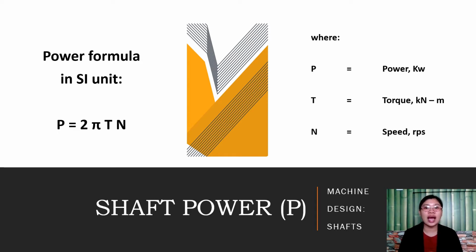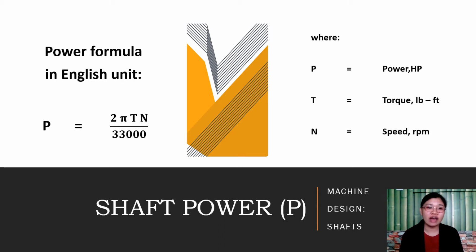Your resulting answer must be in kilonewton meter per second or kilojoule per second, or in simpler terms, kilowatts. So again, if you use the power formula in SI unit, power is equal to 2 pi Tn, wherein torque is in kilonewton meter, and N is in RPS, your resulting unit must be in kilonewton meter per second, or kilojoule per second, or simply kilowatts.